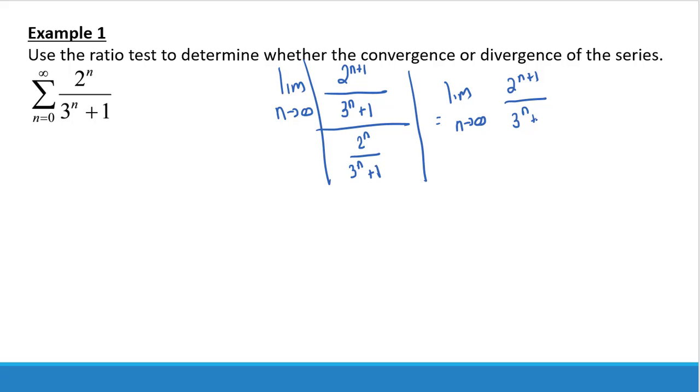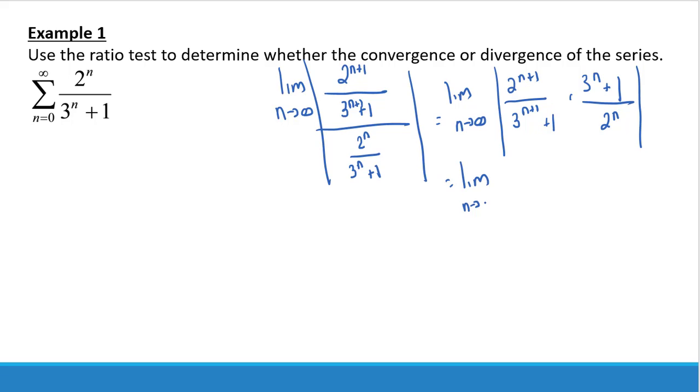Oh, so this should be 3 to the n plus 1 plus 1 there. I apologize. Times the reciprocal of the bottom, 3 to the n plus 1. I'm having trouble writing today. Okay, 3 to the n plus 1 all over 2 to the n. Like I was saying before I realized my little mistake, I'm going to be jumping straight to this step. So now I have to find this limit.